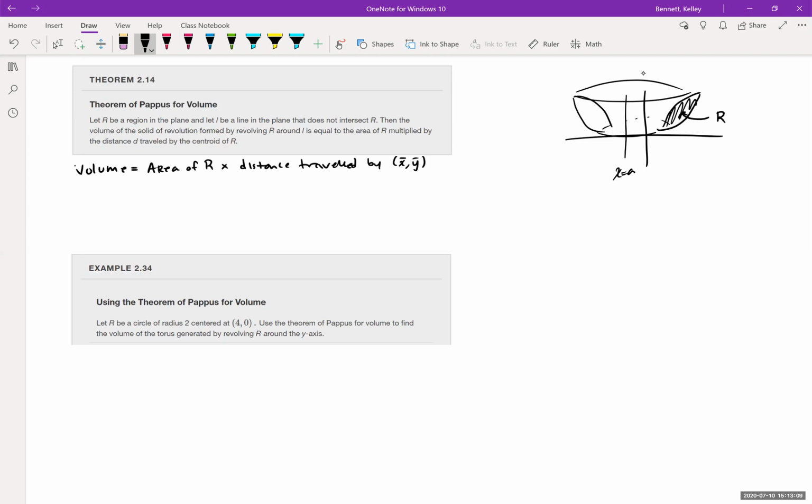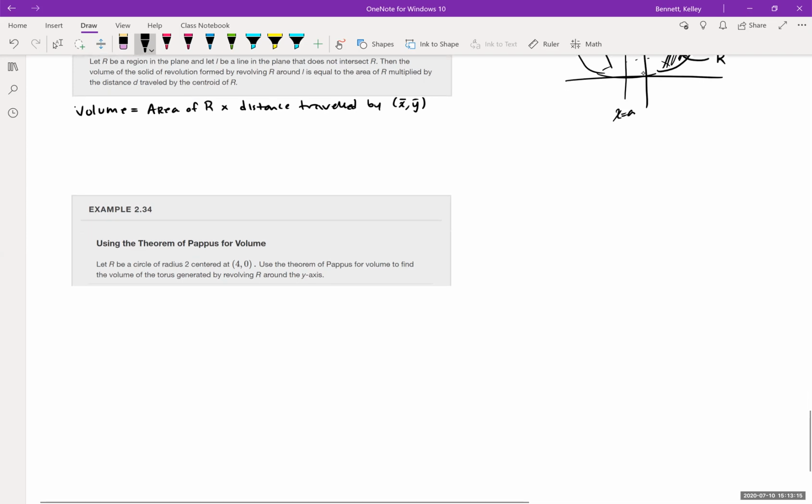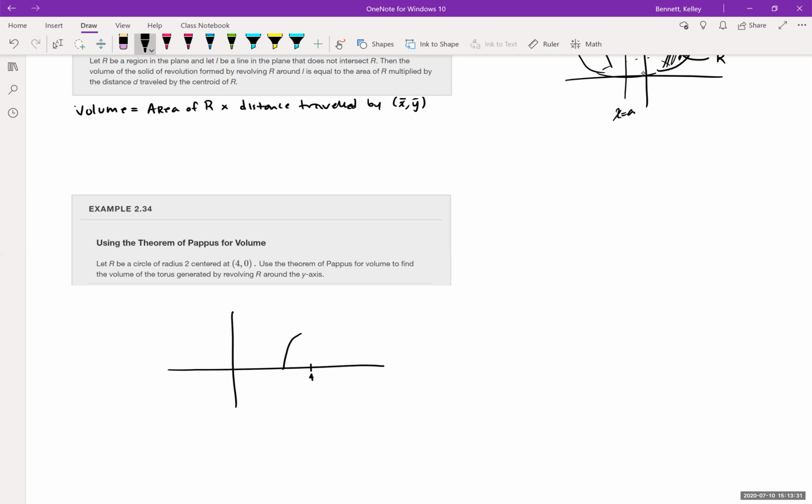So using the theorem of Pappus, let R be a circle of radius 2, centered at 4, 0, and then use this theorem to find the volume of the torus generated by revolving R around the y-axis. So what we have here is a circle of radius 2 centered at 4, 0. So if I'm at 4, 0, then I have my circle here, or what should be a circle. So this is my region R.